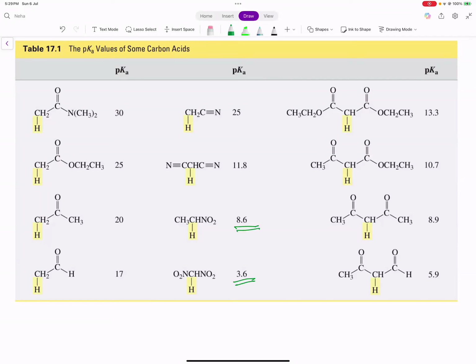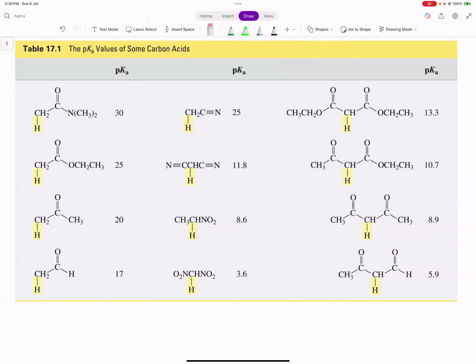Here also see, if it is flanked by these two groups, it is fairly acidic. If it is one aldehyde, it is fairly acidic. Why? Because after we have picked up a proton, the negative charge can delocalize at two places. So that's why this middle proton is more acidic, right? You can see that this proton is quite acidic, right? So this is the acidic pattern, right?